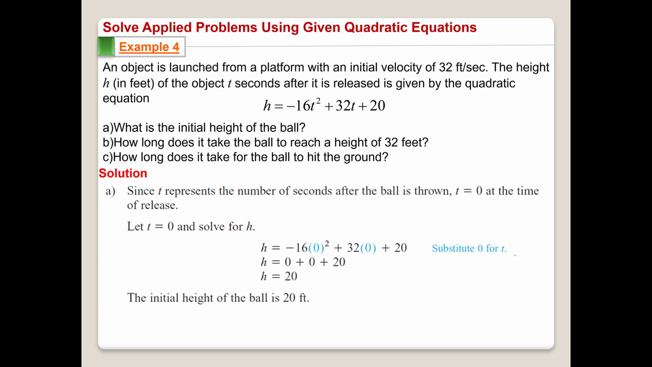Alright? So, therefore, we can find our height. Since we're saying time is 0, nothing's happened yet, we can determine our height. If you put in t equals 0 and solve for h, you simply say h equals negative 16 times 0 squared plus 32 times 0 plus 20. Anything times 0 is 0, so you get h equals 0 plus 0 plus 20. So h equals 20. The overall initial height of the ball is simply 20 feet. So part A is solved for. Initial height was 20 feet.